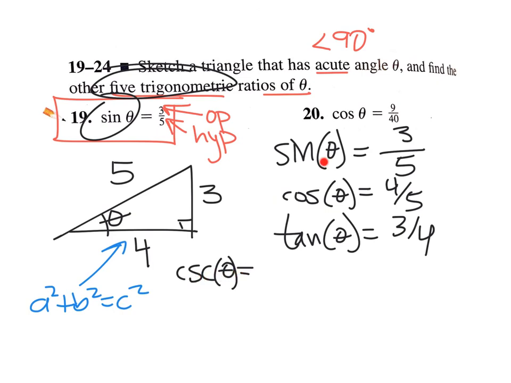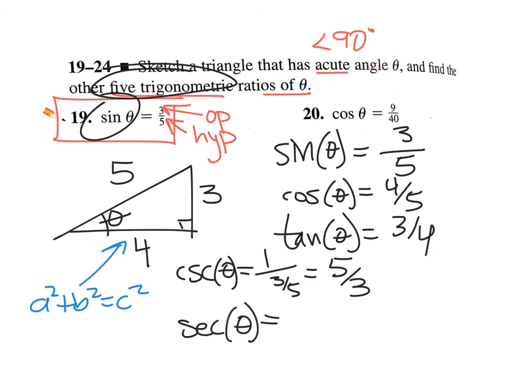So cosecant of theta is 1 over 3/5. I'll write this out. 1 over 3/5 is the same as 5/3. Dividing by a fraction is the same as multiplying by the reciprocal. Secant of theta is 1 over the cosine, so we got 1 over 4/5, which gives us 5/4.